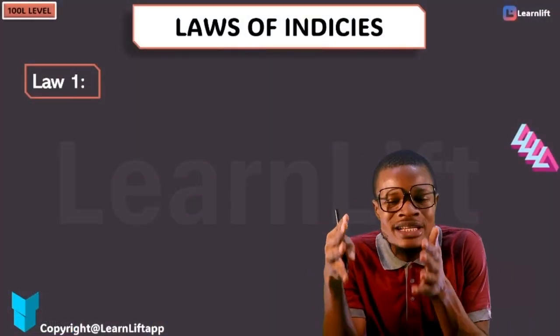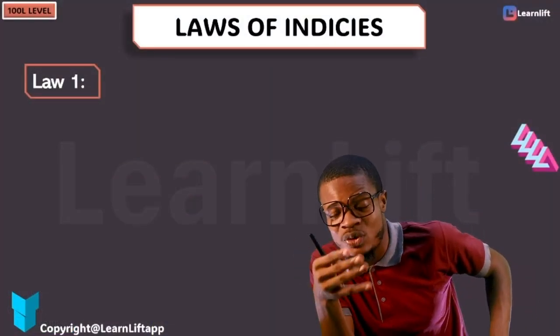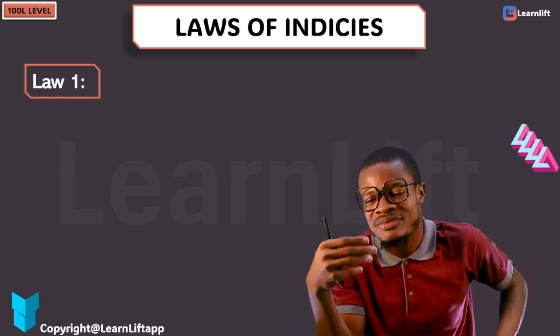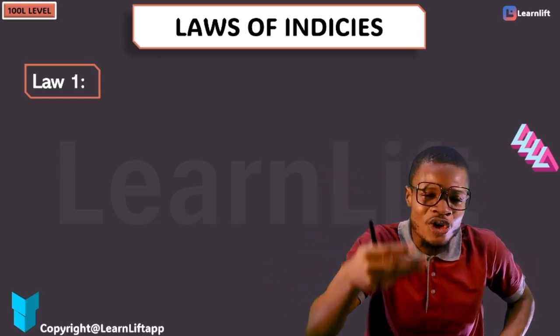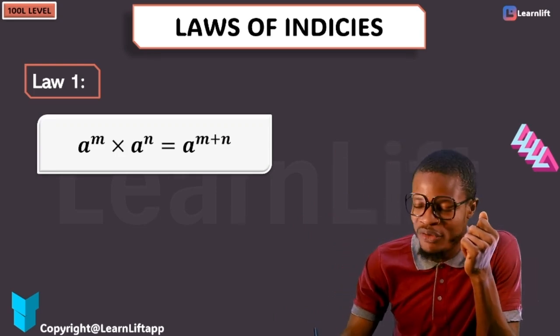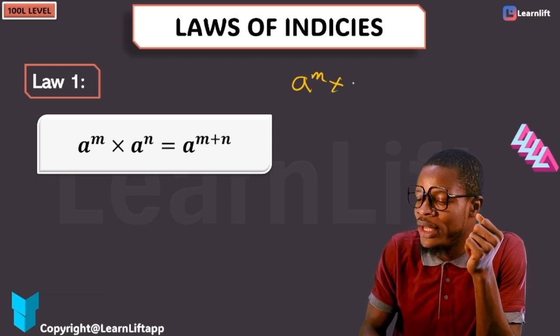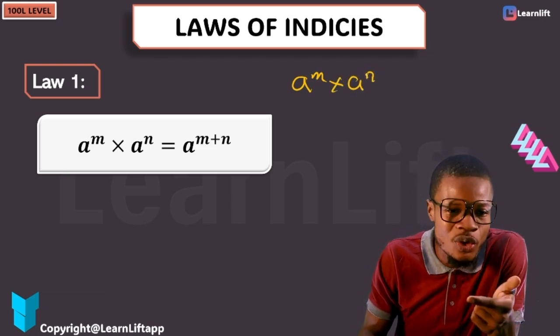Now, what are the laws that govern indices? There are a lot of laws. Let's look at them one after the other. Law 1. The law 1 for your indices is very simple. Let's say we have something of this nature: a raised to the power of m times a raised to the power of n. What is it going to give us?